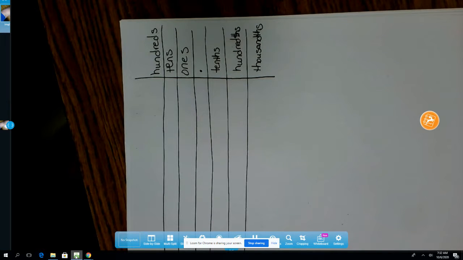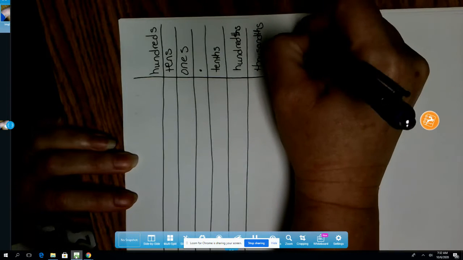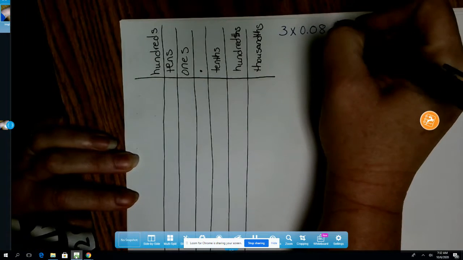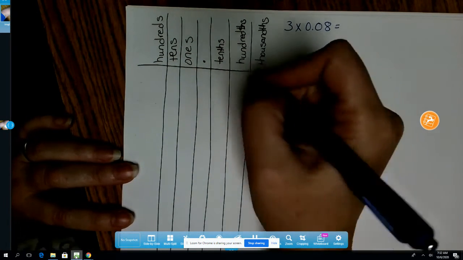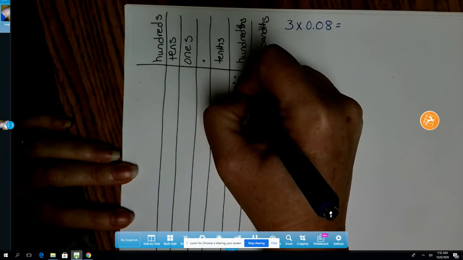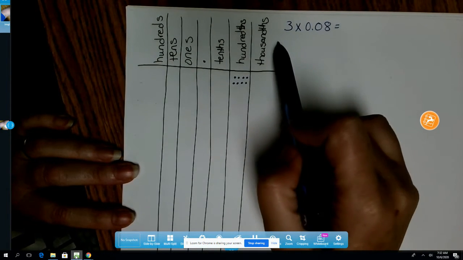Welcome back. So for lesson 11, we're going to be working on multiplying decimals. And the first one we're going to do, we're going to use a model to show us what is happening. So our problem is 3 times 800. And so the first thing that I want to do is show that 800. And I'm doing this times 3.